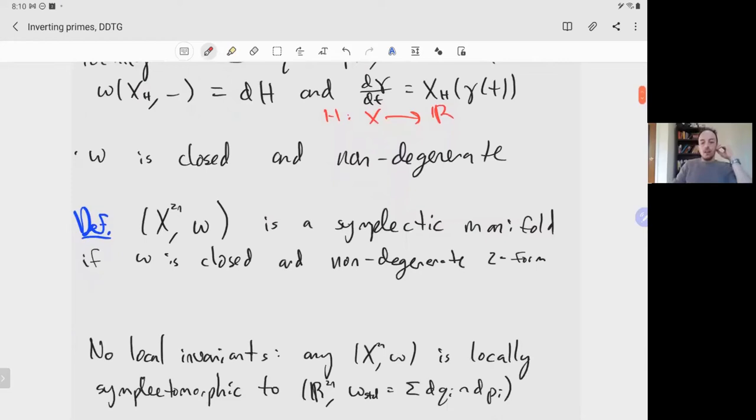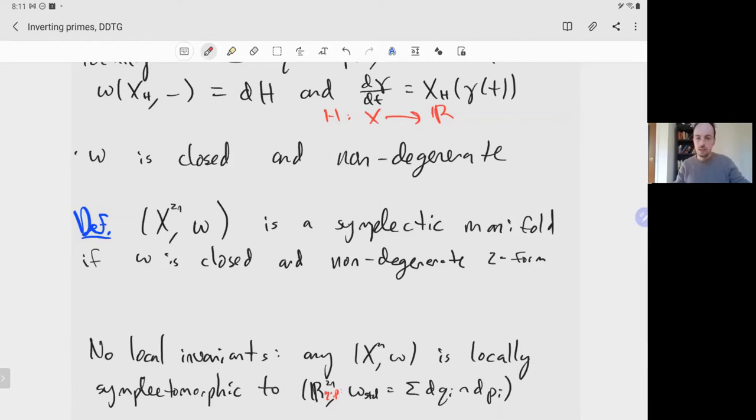And one key point is that if you start with this geometric definition of being a closed and non-degenerate two-form, that actually implies that X is locally symplectomorphic to R^{2n} with a standard symplectic form given by the sum of dq_i wedge dp_i. So here I have coordinates q_i, I have coordinates p_i. So there's no local invariant in symplectic geometry. But as we'll get to later, there are global invariants. So this is somehow different from other types of geometry, like Riemannian geometry, where you have curvature as a local invariant. Okay. So this is the main definition to remember, although we're not really going to ever use it explicitly.